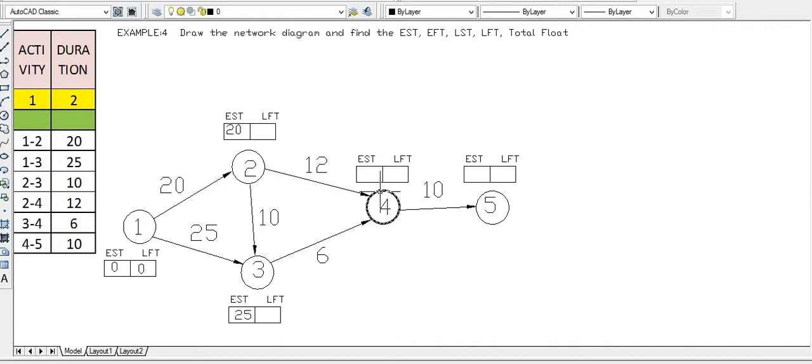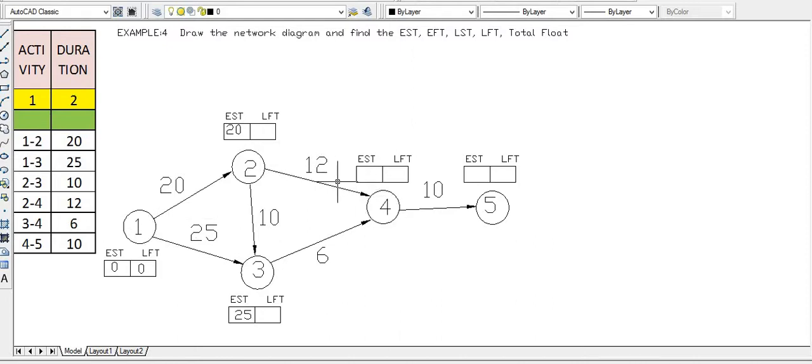What is the earliest start time for this activity? This fourth node has two arrows in the forward direction. That means we can calculate EST from 1 to 4, or we can calculate 1, 3, 4 as EST. So what is the maximum value we have to calculate? While calculating EST, we have to take the maximum value. So for the earliest start time, we have to take the maximum value.